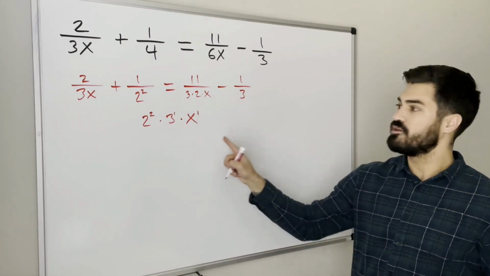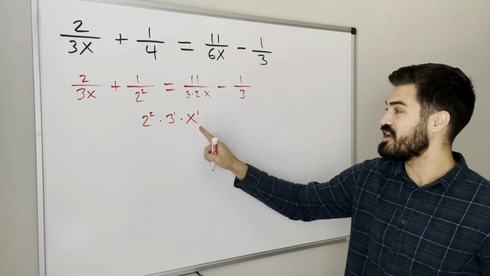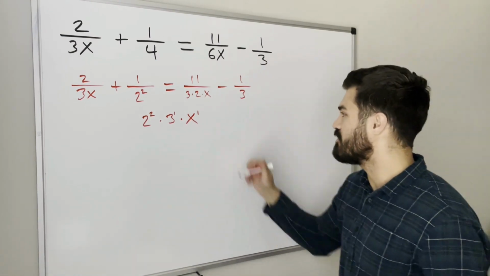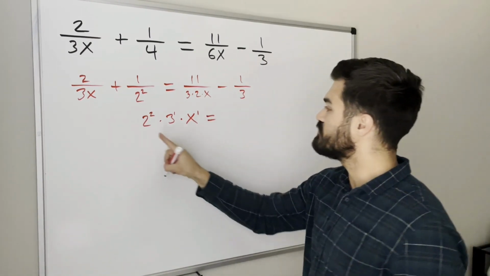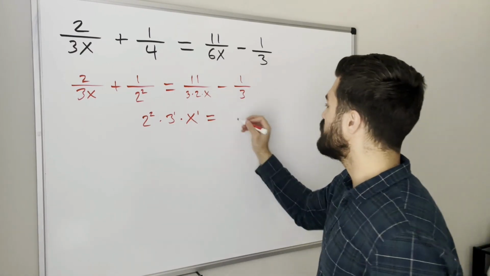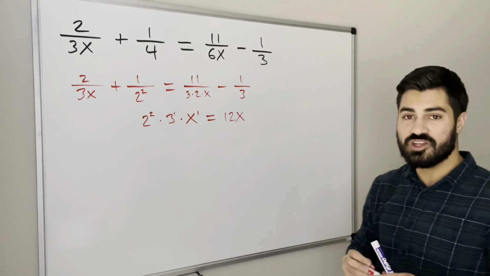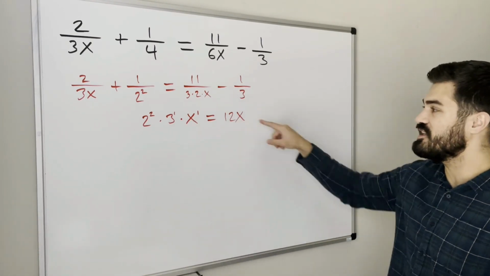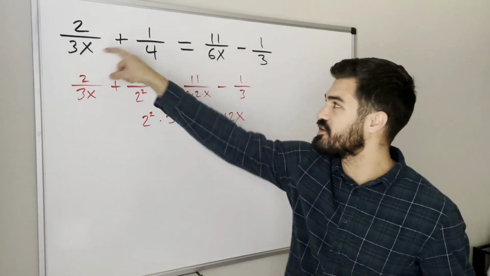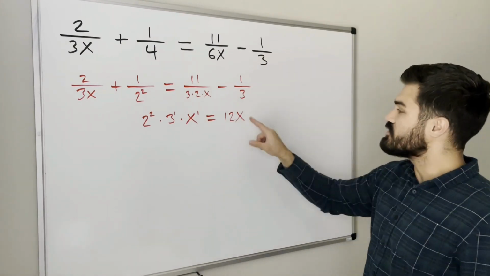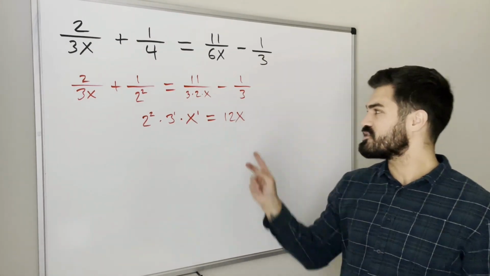The product of 2 squared, 3, and x is our least common denominator, which is 2 times 2 is 4, times 3, that's 12, 12x, okay? So we found our least common denominator, which, by the way, is just the least common multiple of all the denominators.